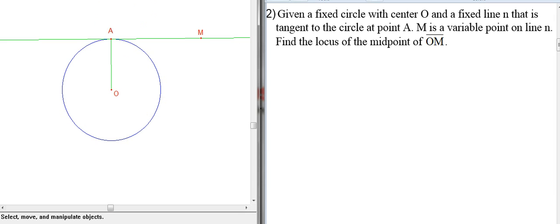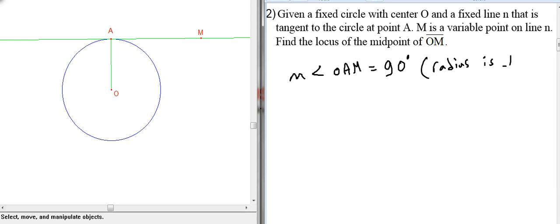So angle OAM is a right angle, right? Let me write it here. The measure of angle OAM is 90 degrees. Why? Because the radius is perpendicular to the tangent at the point of tangency.